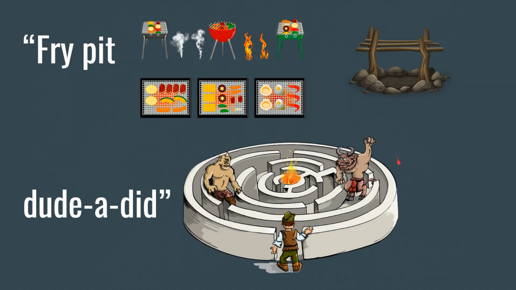For the dude a did, you can think of this guy here being the dude, and he's going to say, I did the maze. These are going to represent the letters of the mnemonic that's going to help you memorize the threats and countermeasures to layer 3. You can think of the fry pit as in the middle of the maze here. So FRY PIT, dude did the maze. He got through the maze, escaped the minotaurs, got to the fire pit.